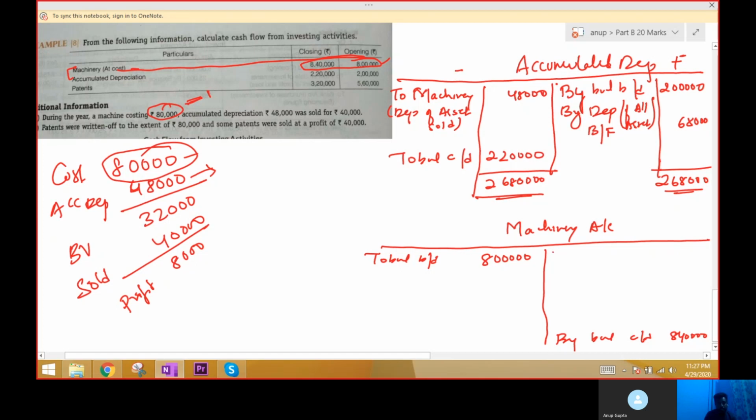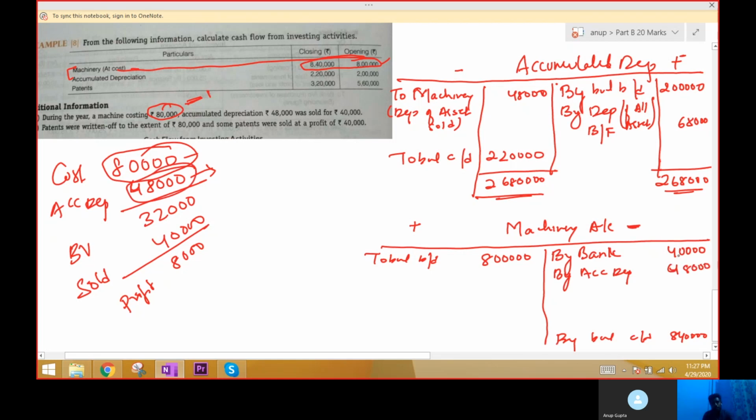How will you reduce? First we will sell it, right? So by bank, when we sell an asset, the asset is decreasing and it is credited. When we purchase an asset, the asset is increasing, so it is debited. So by bank, we sold it at 40,000, and there was accumulated depreciation of the machinery of 48,000.